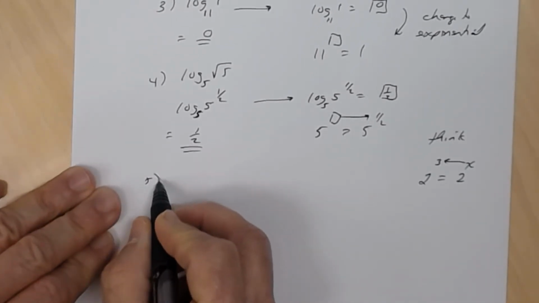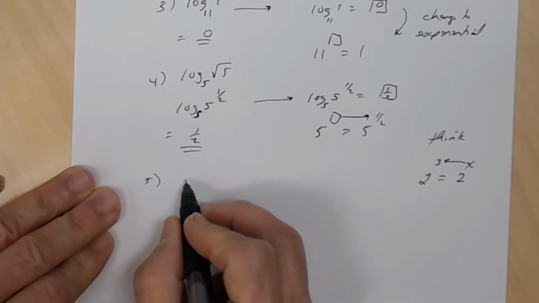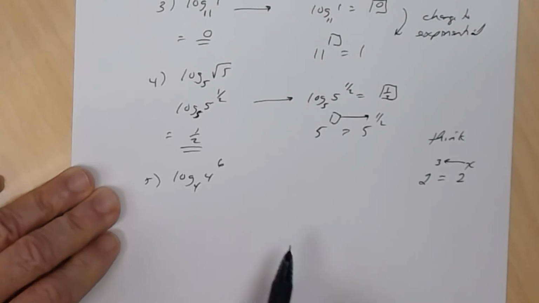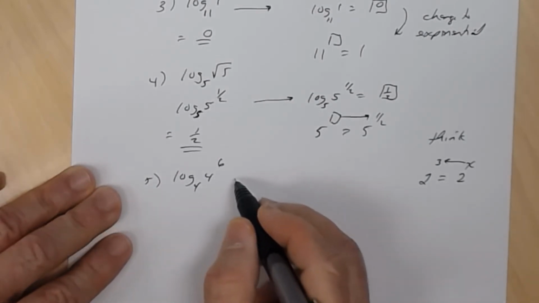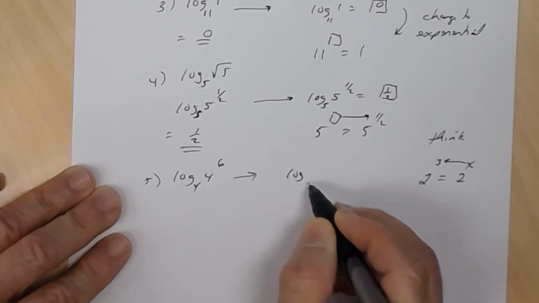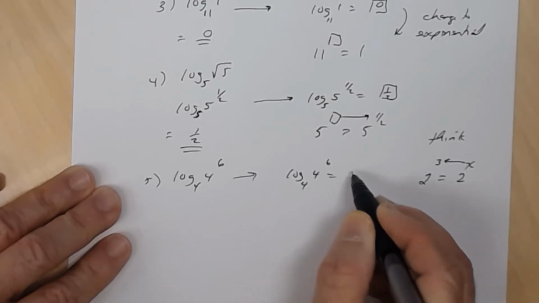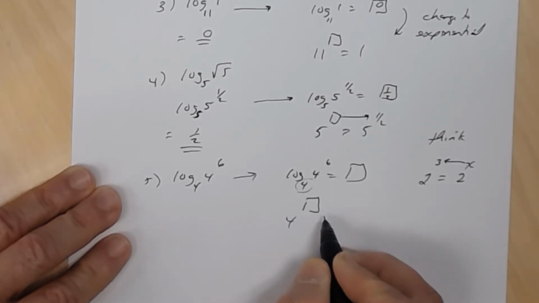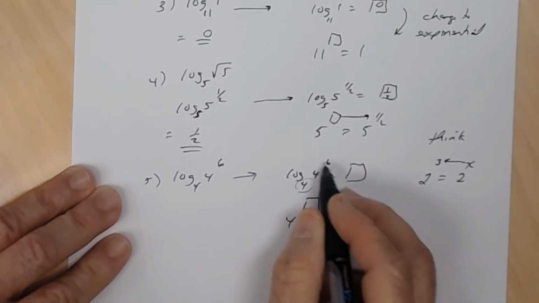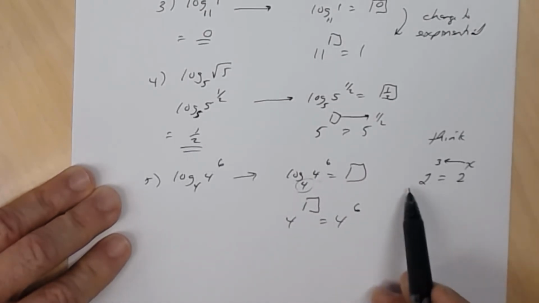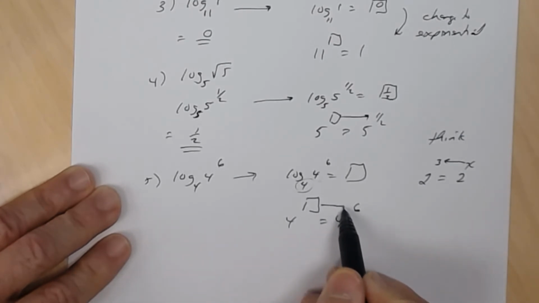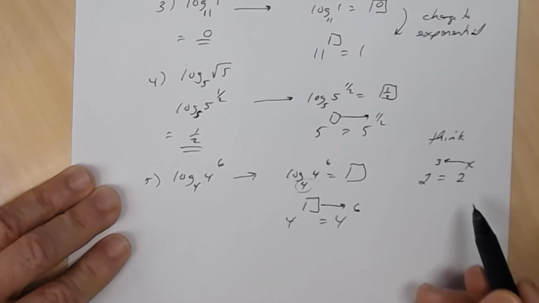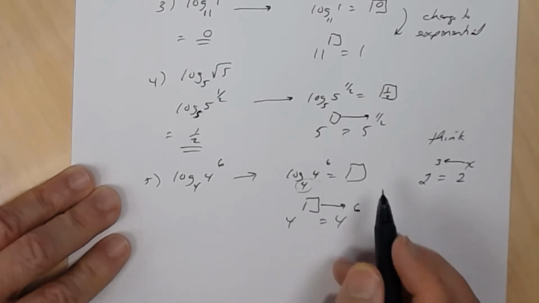All right, number 5. Suppose I had log of 4 to the 6th power base 4. It kind of looks like this one, doesn't it? So I'm going to rewrite it. Log of 4 to the 6th base 4 equals box. So the base raised to that box equals what I'm taking the log of, 4 to the 6th power. And so again, if the bases are the same, then the exponents have to be equal. Same thing here. If the left side's 2 to the 3rd, then the right side better also be 2 to the 3rd. So x must equal 3. So the box must equal 6.